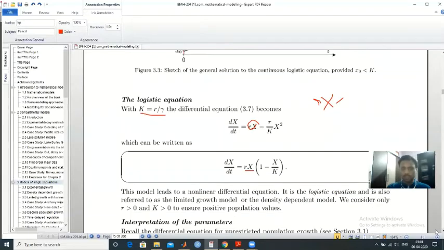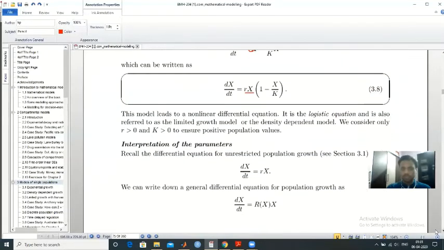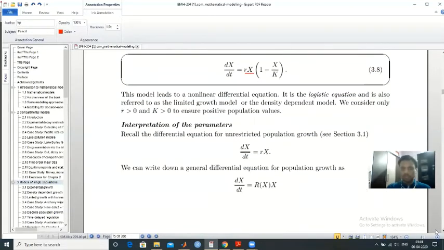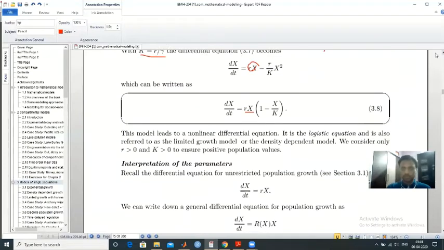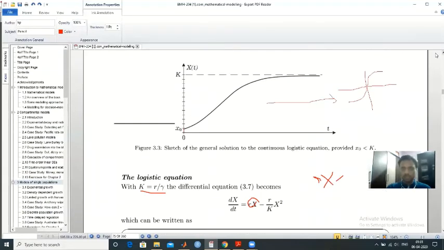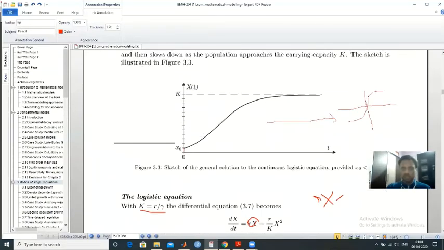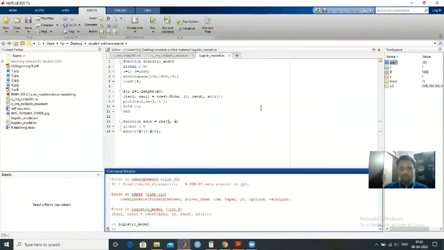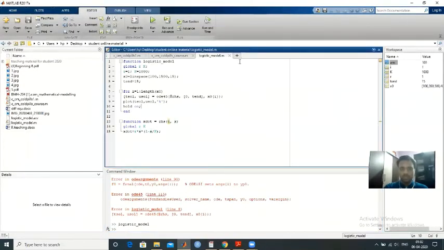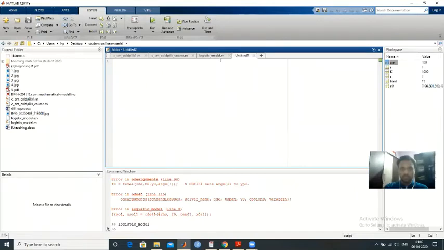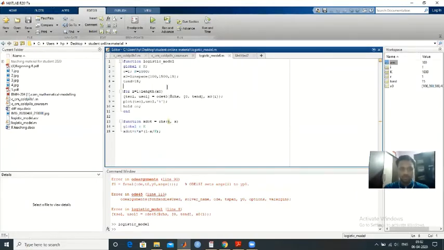So there is some interpretation of the parameters. We can check how you get this type of curve in solving this type of differential equation. For this, I can show you the code. I have written a simple code in MATLAB to simulate this.